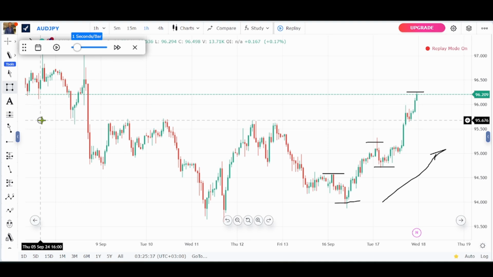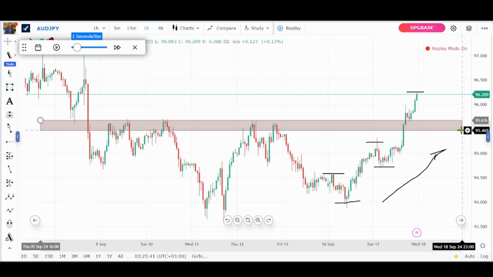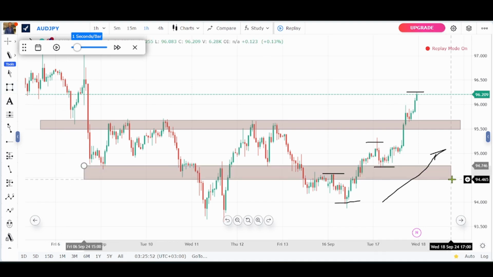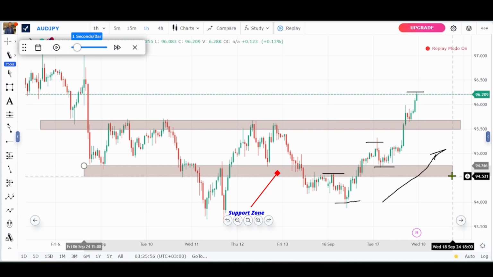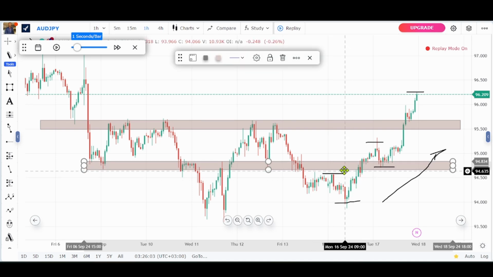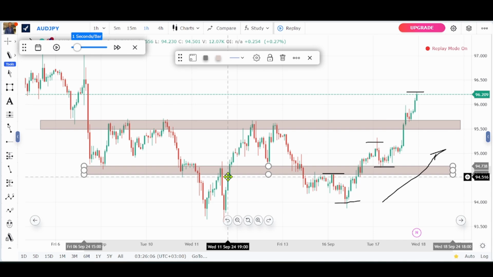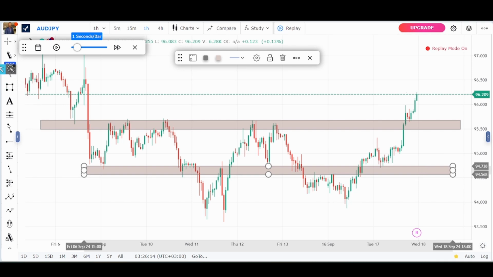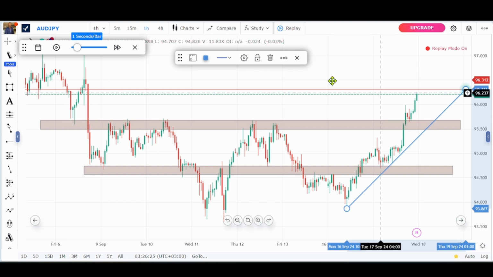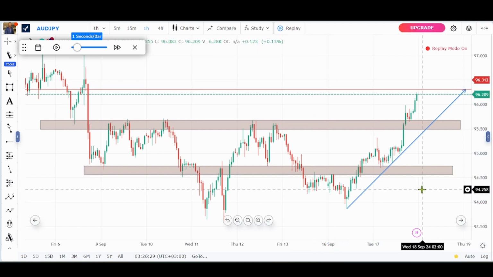We have the support here, the resistance here, and we also have another resistance, another support here that was resistance here and here.